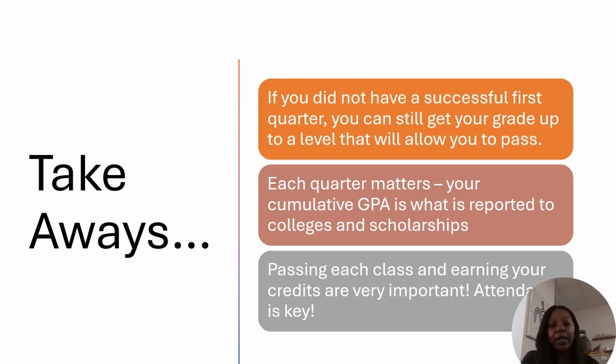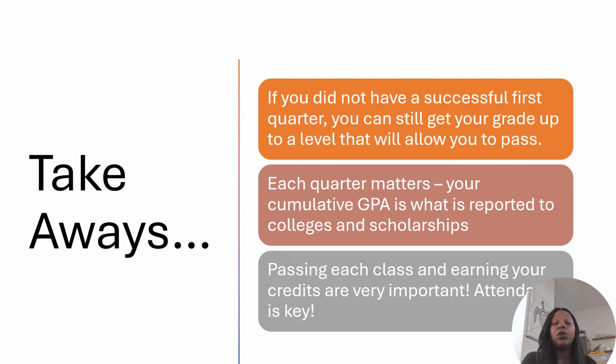So a few things that you want to keep in mind when you are going all throughout your high school career is that if you didn't have a successful quarter, it's not the end of the world, right? It's important to understand that one unsuccessful quarter doesn't mean that you won't pass the class. It just means that you have to do much better in the next quarter. So we don't want you to be discouraged about not doing so well your first quarter. You can work with your teachers, work with your counselor, to make a plan for you to be successful in that class.